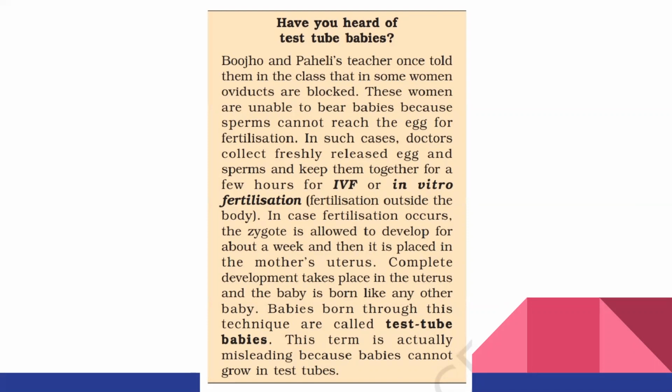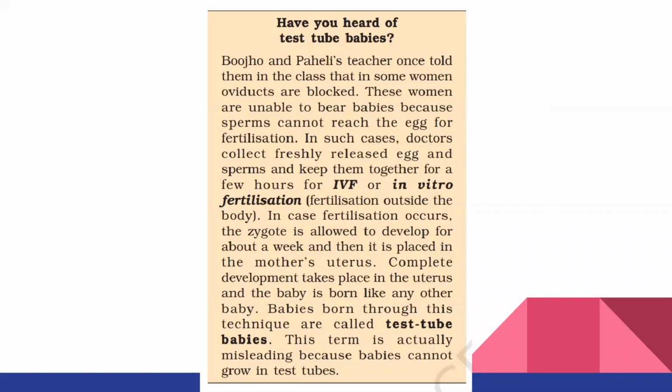In case fertilization occurs, the zygote is allowed to develop for about a week and then it is placed in the mother's uterus. Complete development takes place in the uterus and the baby is born like any other baby. Babies born through this technique are called test tube babies. This term is actually misleading because babies cannot grow in a test tube. So, what is given? You also might have heard about this fact, the IVF method or test tube babies.